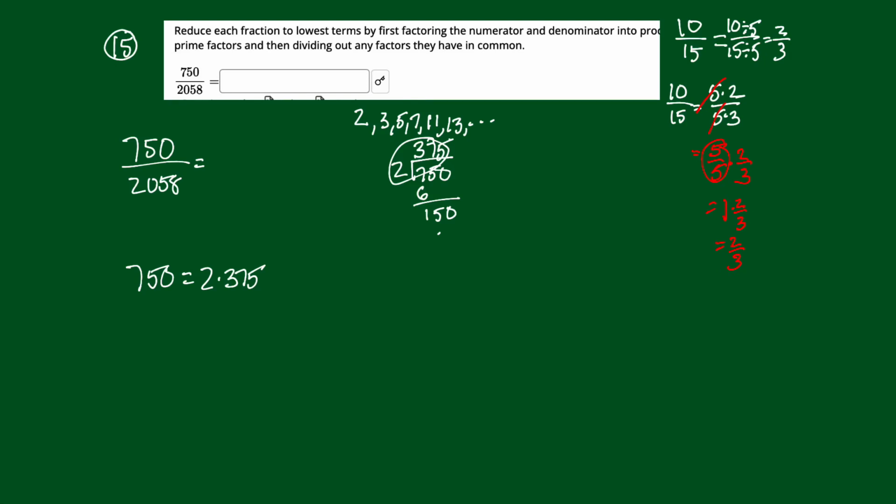Now, what about the 375? Well, let's start at the beginning. Does 2 divide evenly into 375? No, that's a 5. It's an odd number. 2 does not go in evenly.